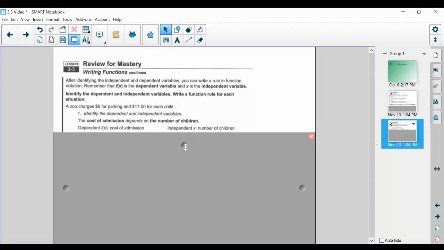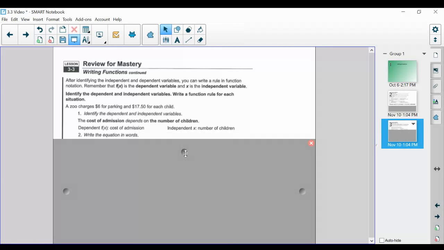So our independent is the number of children, because that can change on its own, while the cost of admission, the dependent, is going to be dependent on the number of children that arrive. And that $6 happens at one time, regardless of how many children are with you. Now that we've identified the dependent and the independent, our x is the independent, our f of x, sometimes called the y, is your dependent.